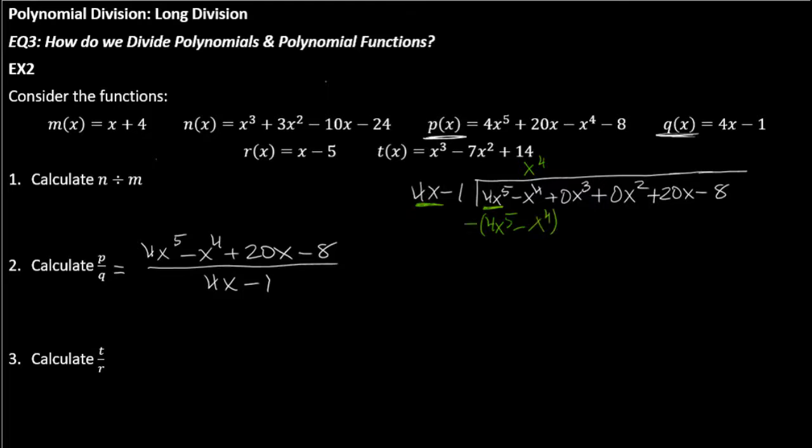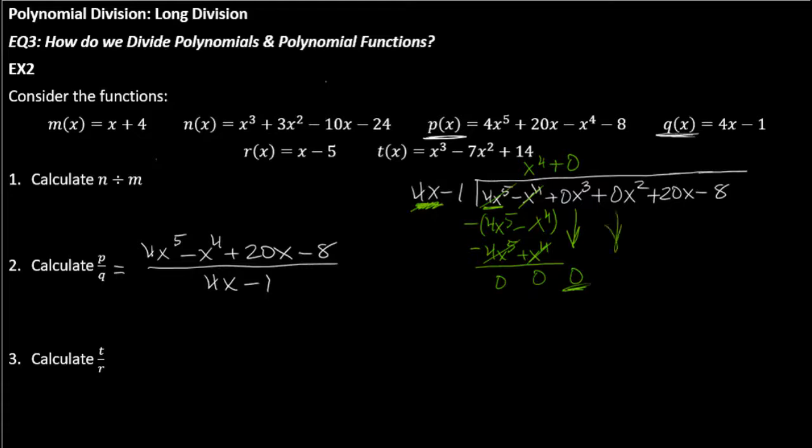And we're going to distribute this minus into here. So negative 4x to the 5th and plus x to the 4th. Okay, so positive 4x to the 5th, negative 4x to the 5th, that's a 0. This right here is going to be a 0. And we bring down the next term. And 4x minus 1 times what, or again, we're just looking at the first term. So 4x times what will give us 0? Well, the answer there is just 0.